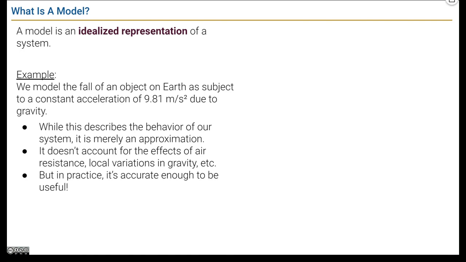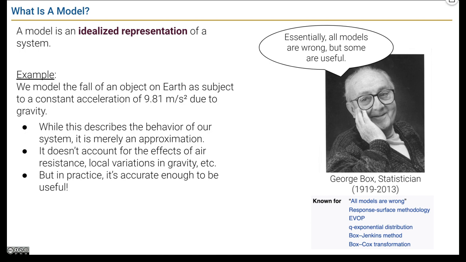So what do I mean when I keep using the word model? Well, in our class, we're thinking of this as some idealized representation of a system. A classic example is the simplification that we say an object on Earth will fall subject to a constant acceleration of 9.81 meters per second squared due to gravity. That is a type of model, but it doesn't account for a lot of other things. But in practice, it's accurate enough to be useful most of the time. So, keeping this in mind, the famous statistician George Box said basically all models are wrong, but some are useful.